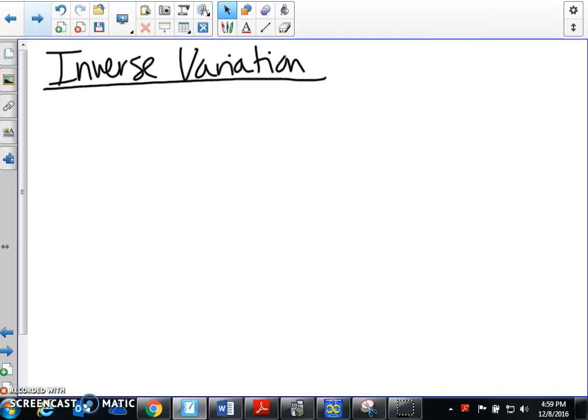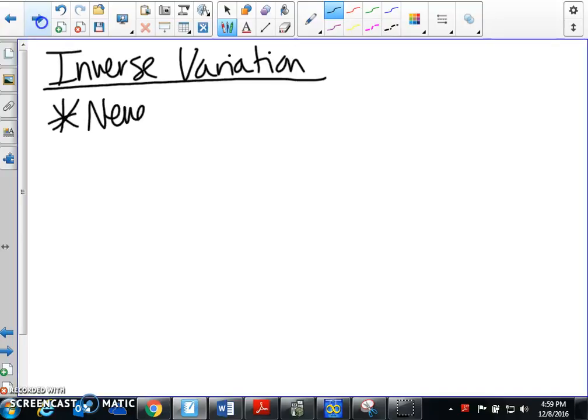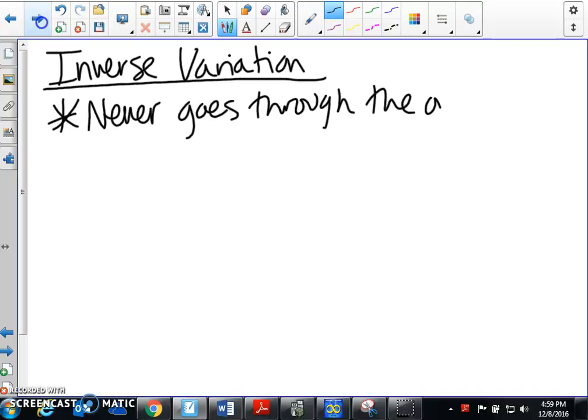All right, let's talk about inverse. Okay, so inverse variation never goes through the origin. It's also really weird looking. I'm going to show you one in a second. You will be expected to graph direct variation. You will not be expected to graph inverse variation, even though you definitely could, and it wouldn't be that big of a deal. In terms of when you do inverse, you multiply.